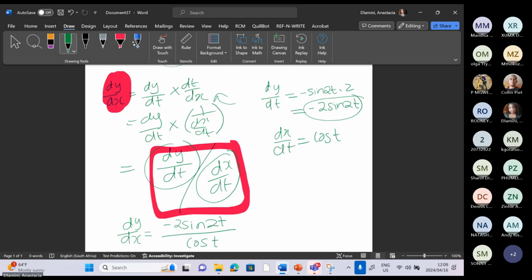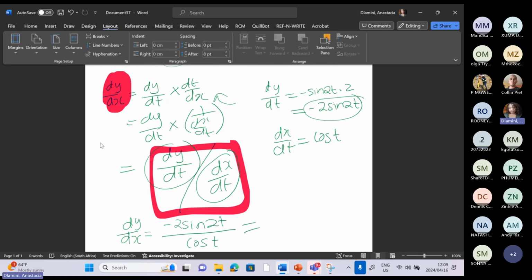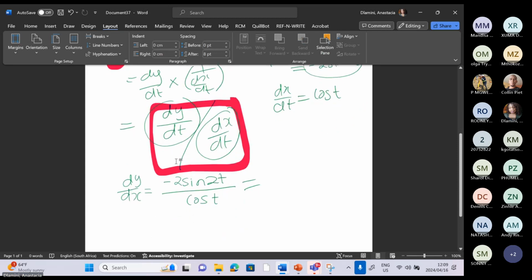Are we all together there? Yes, we're here, ma'am. Now, can we leave it like this, guys? Can we leave it like that? What do you see? I want you to start seeing things in maths, not ghosts, but things like your identities, your ways of simplifying. What do you see? Can we not change sine over cos into tan? No. Why? You tell me. Because we have sine 2t at the top, and at the bottom we only have cos t.